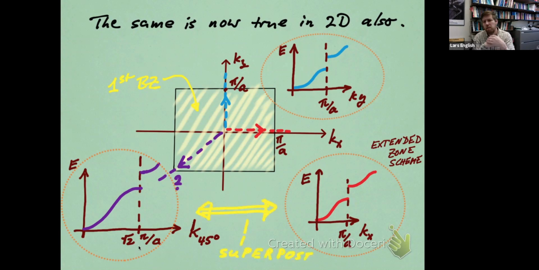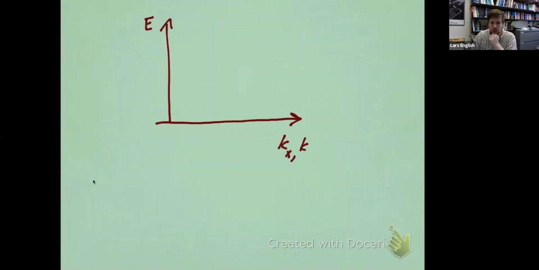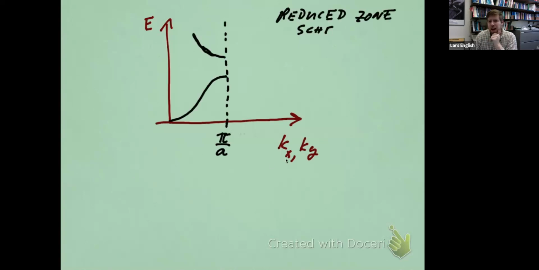Now, why don't we take the red curve and superimpose it on the purple curve? Why not? All right, let's do that. So here is what I got for the X and Y direction. Now I'm using the reduced zone scheme again, so I'm not continuing past pi over a, but reflecting. That is the scenario when you go horizontally or vertically.